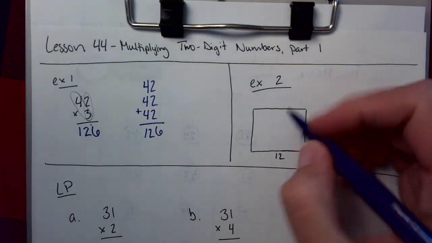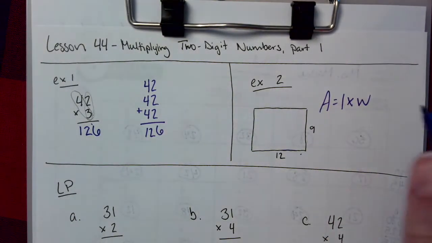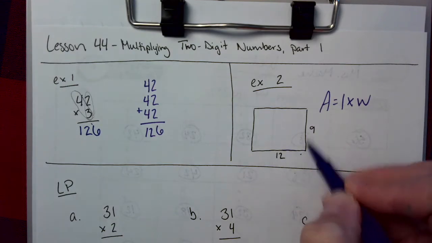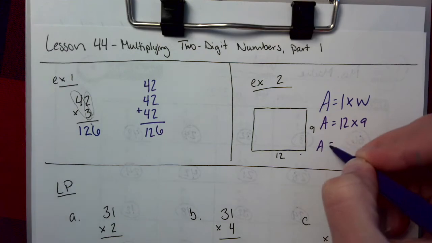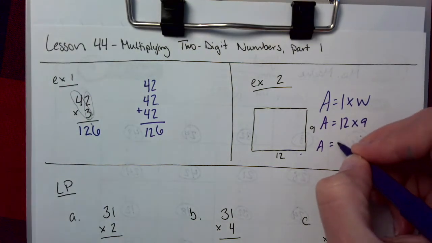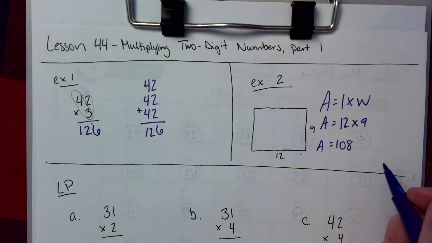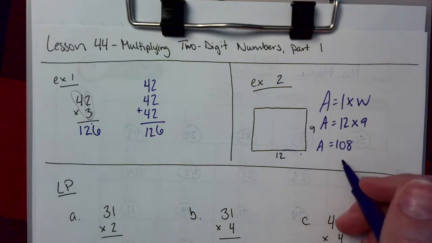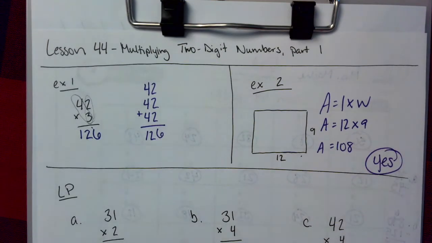Well, we've got to find the area. And remember, the area equals the length times the width. Length times width, so area equals 12 times 9. 12 times 9 is 108. So would 120 square feet be enough to cover 108 square feet? Yes. So our answer would just be yes, it is enough.